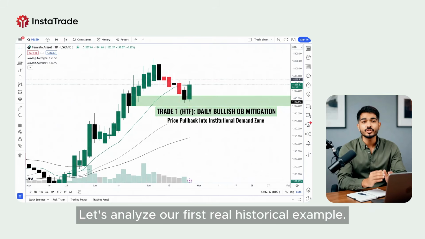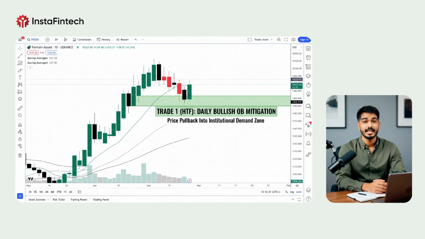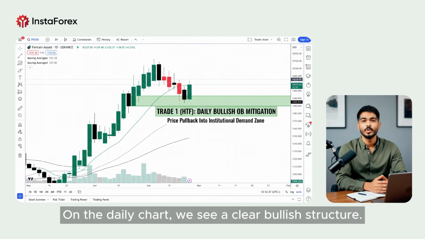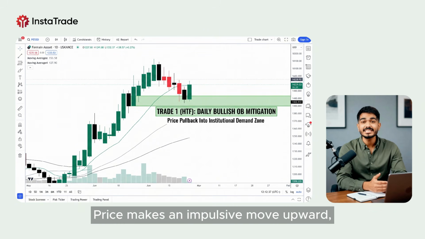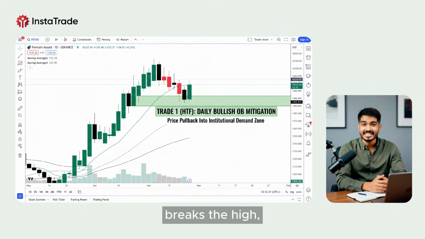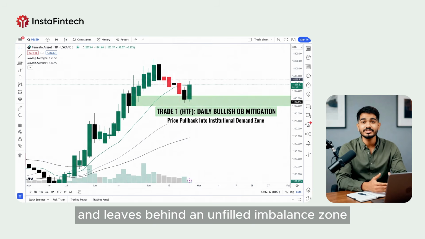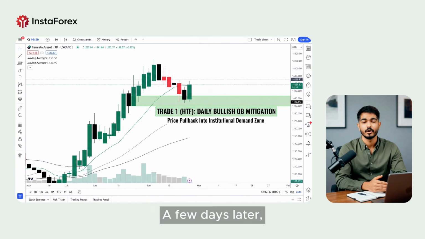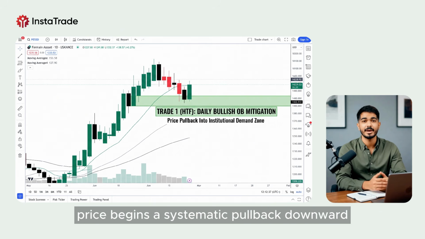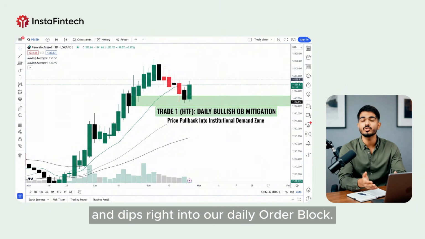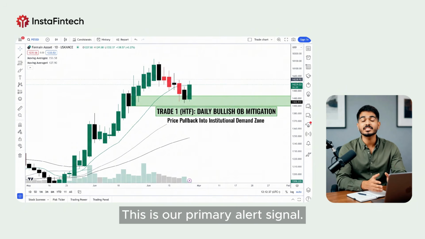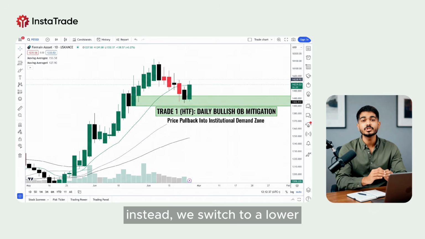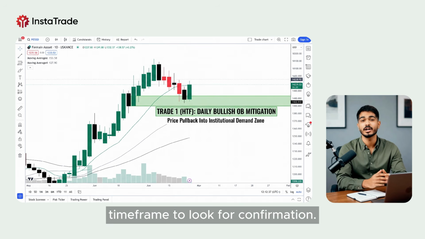Let's analyze our first real historical example. Step 1. Higher time frame analysis. On the daily chart, we see a clear bullish structure. Price makes an impulsive move upward, breaks the high, and leaves behind an unfilled imbalance zone and a daily bullish order block. A few days later, price begins a systematic pullback downward and dips right into our daily order block. This is our primary alert signal. We don't buy blindly right now. Instead, we switch to a lower time frame to look for confirmation.